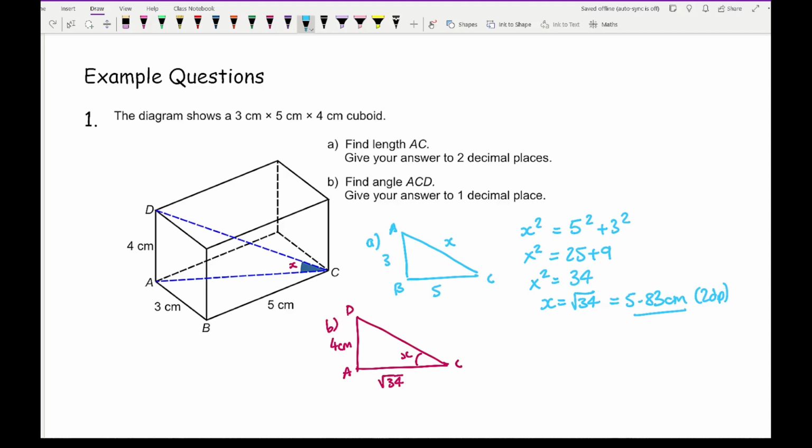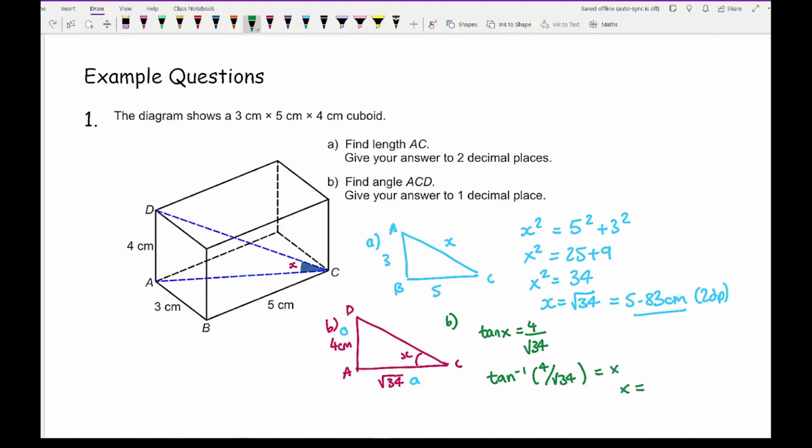So label the sides. This is going to be my opposite, and this is going to be my adjacent. So I'm going to be using tan. Here I've got tan x equals the opposite, which is 4, over root 34.